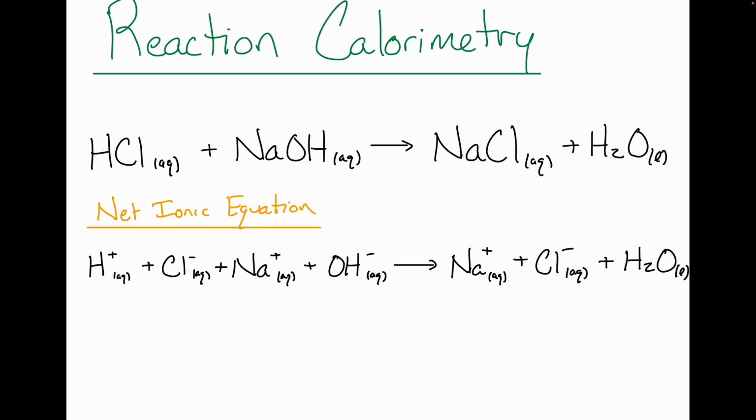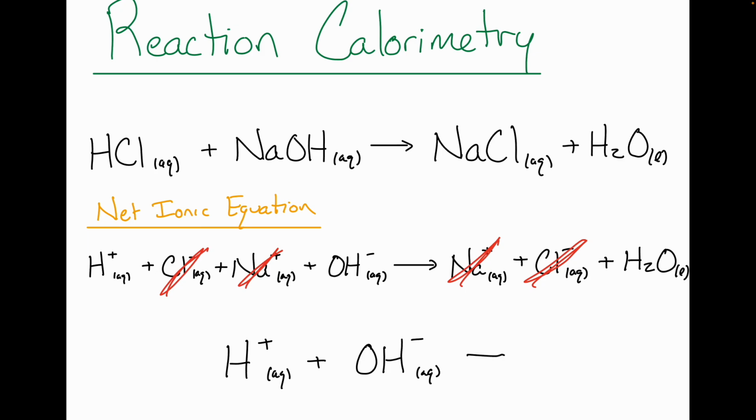All right, so you only split up the aqueous compounds. If it's anything else, copy, paste. Don't add charges, don't do anything. And now I'm going to cross out what's on both sides here. What are on both sides of our chemical equation? The sodiums and the chlorides. So my net ionic equation is H plus (aq) plus OH minus (aq) gives us H2O in that liquid state.